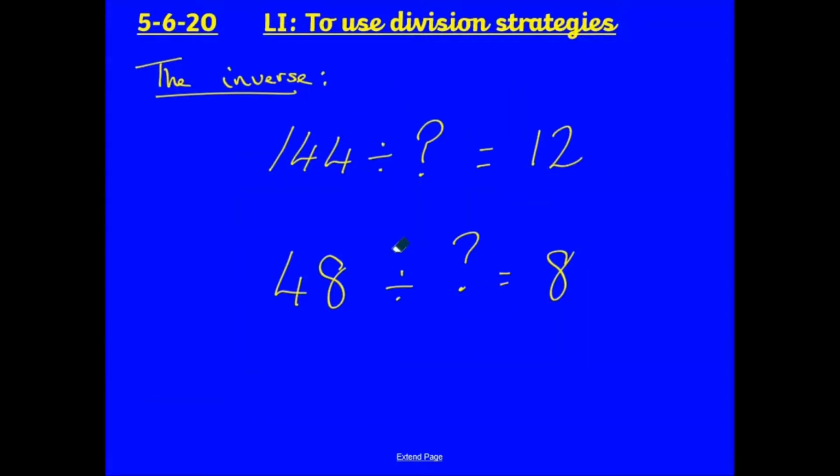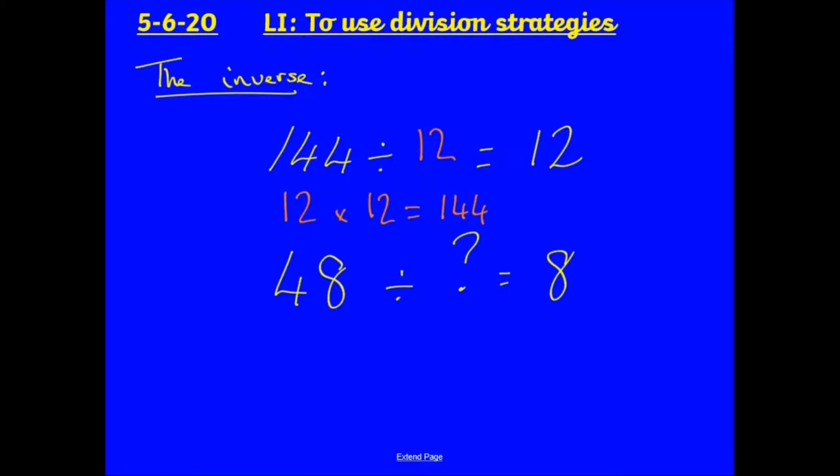Okay, another multiplication as a division strategy is the inverse. So I've got one of my questions here, and it says 144 divided by what is equal to 12? Well, I know that this is going to be somewhere in the 12 times table because it's got a nice even number at the end. So what could I multiply to get 144? 12 times what is equal to 144? Well, the answer there is 12. That must mean then that 144 divided by 12 is equal to 12.